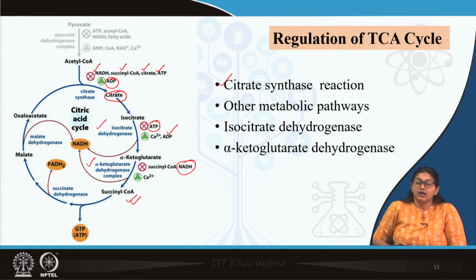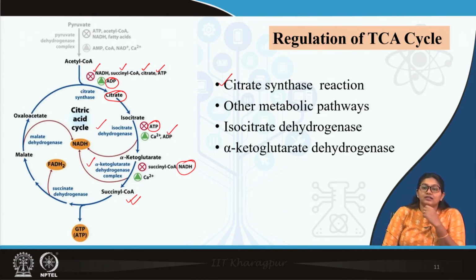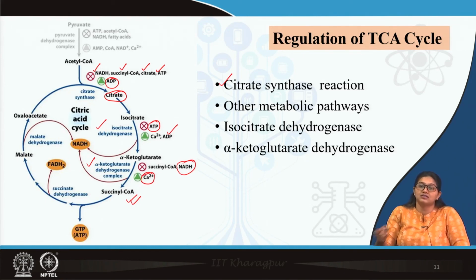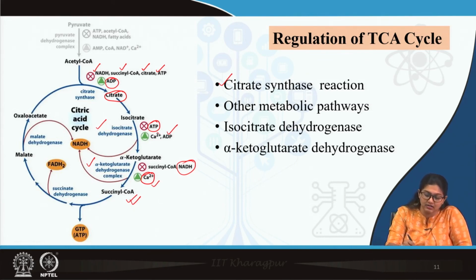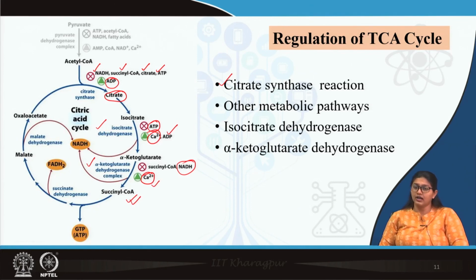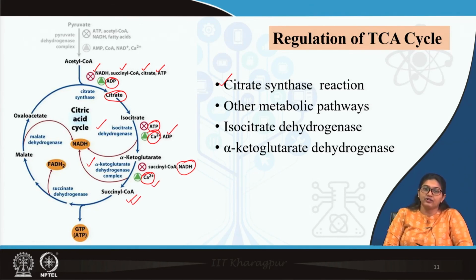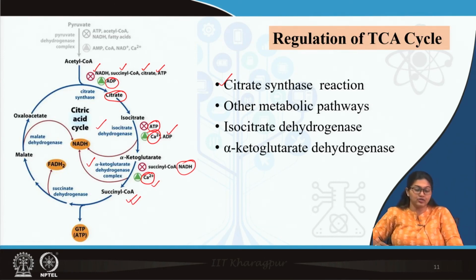Now, what happens when there is vigorous muscle contraction? It is signaled by calcium. Calcium not only signals for muscle contraction, it also signals that when the muscle is supposed to contract, it needs energy. So the TCA cycle should be influenced positively. Basically, calcium acts as a positive allosteric activator of isocitrate dehydrogenase and alpha ketoglutarate dehydrogenase.